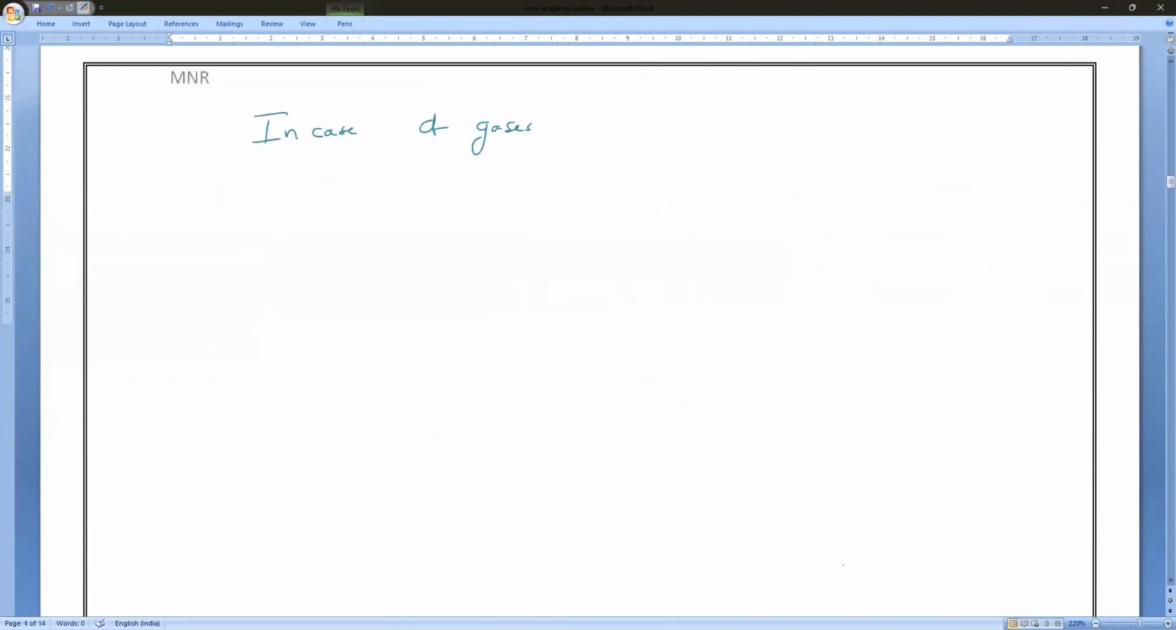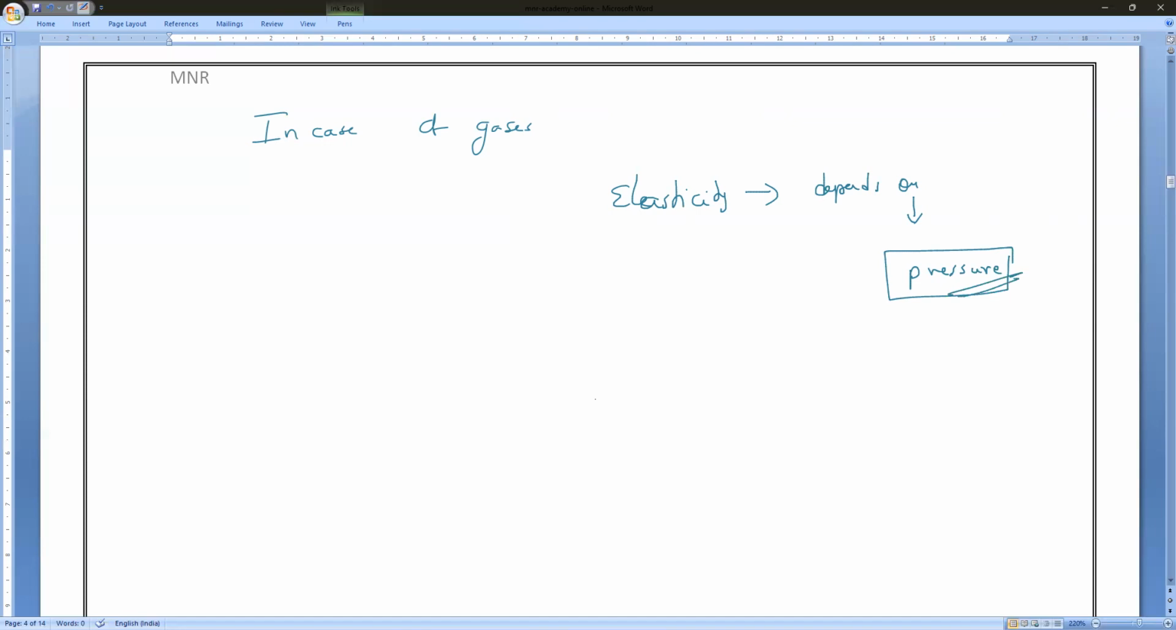Now in the case of gases, later I will give for liquids also. So please remember, in the case of gases, the elasticity depends on pressure. So that is why elasticity purely depends on pressure. So that's why the expression for the velocity of a wave in a gas.